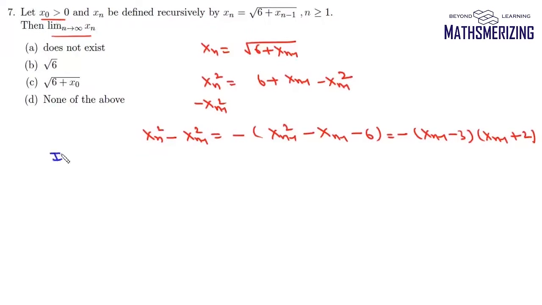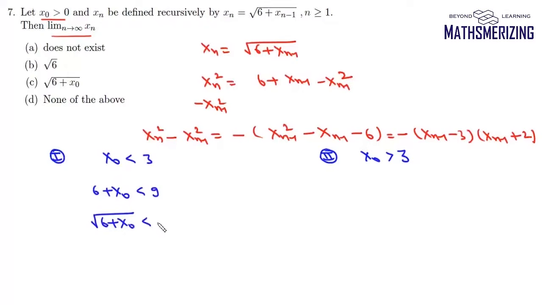Case 1, if x0 is less than 3, and case 2, if x0 is greater than 3. Now if x0 is less than 3, then if we add 6, 6 + x0 will be less than 9, that is, the square root of 6 + x0 will be less than 3. We can write x1 will be less than 3, and using the same iteration we can write xn will be less than 3. Then in that case this function will be bounded above.